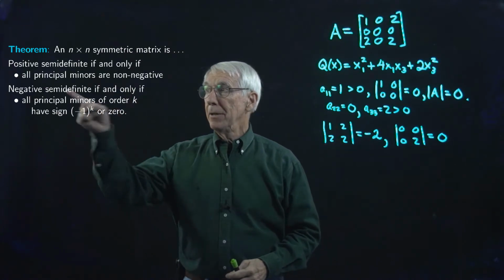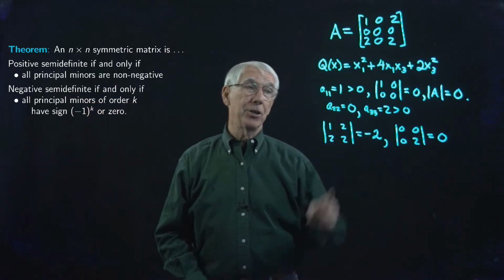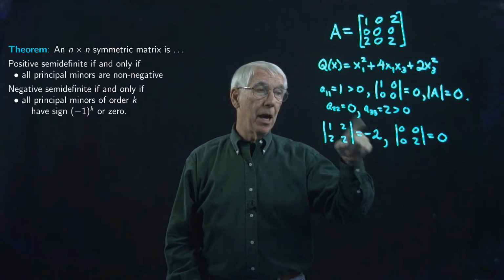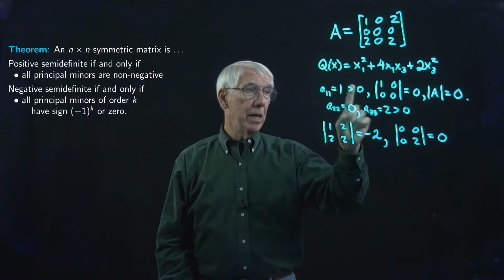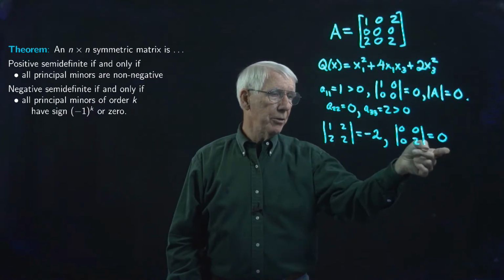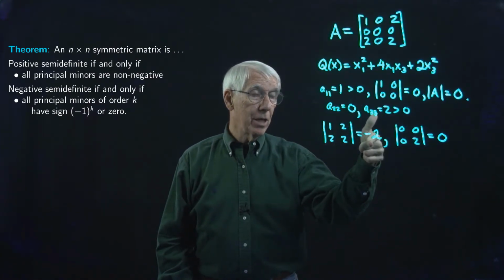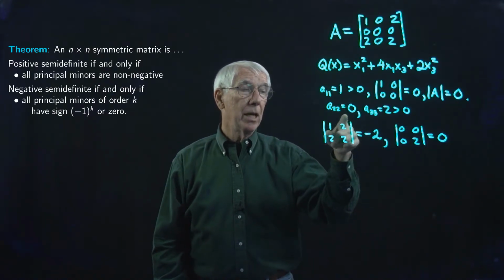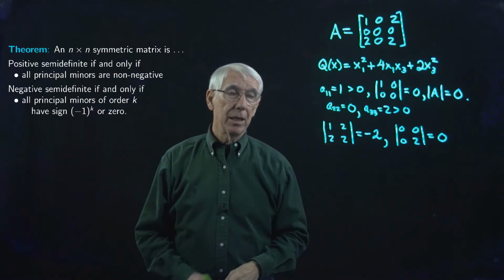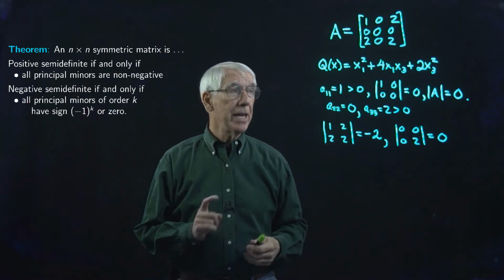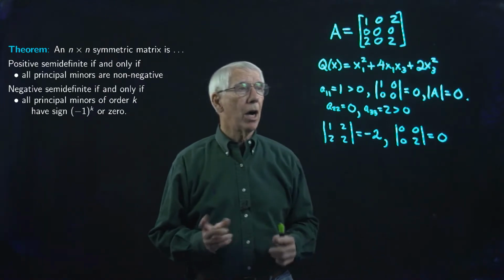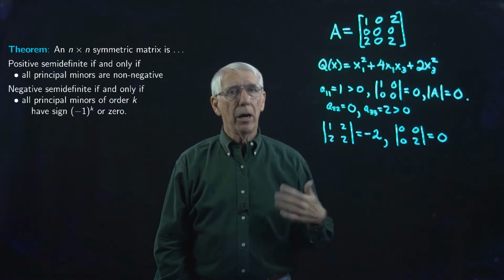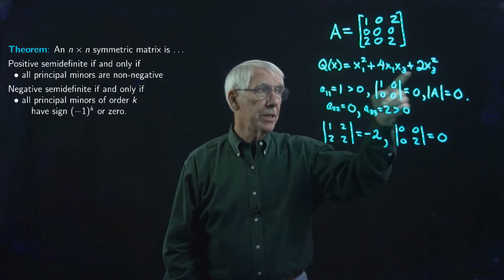But positive semi-definite requires that all of the principal minors be non-negative, positive or 0. That's positive, 0, 0, 0, 0, 0, negative. So this is not positive semi-definite. We already know it's not negative semi-definite. That leaves indefinite. And indefinite means that there are vectors in R3 for which this is positive, and there are other vectors in R3 for which this is negative.